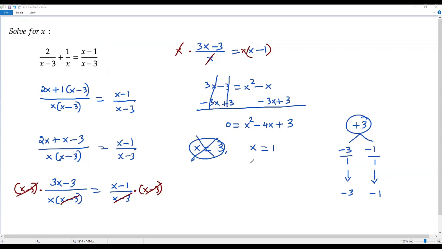Okay, now let's consider the second solution, x equals 1. Let me verify this solution with the denominators of the given rational equation. When I plug x equals 1 into the first denominator, 1 minus 3, it's not equal to 0. So x equals 1 does not make the first denominator 0. Now let's verify x equals 1 with the second denominator x. When I plug in x equals 1, it is not equal to 0. And again, we have the same denominator x minus 3, so this will not become 0 when x equals 1. So the second solution, x equals 1, does not make any of the denominators in the given rational equation 0. We can consider this one a valid solution. Therefore, the solution for the given rational equation is x equals 1.